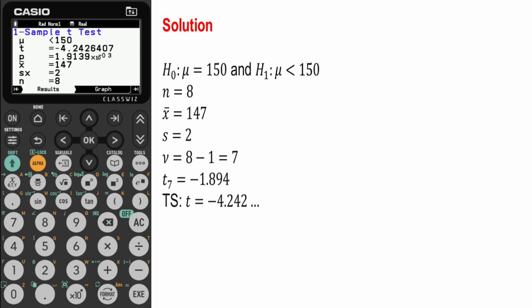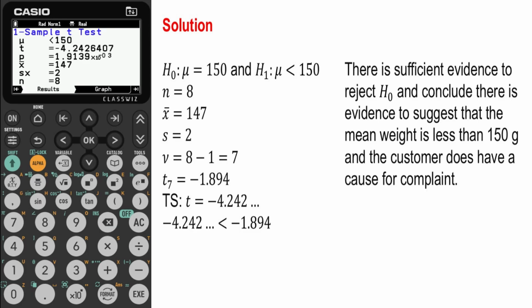4.242, etc. Let's now compare the negative 4.242, etc. with the negative 1.894. We see that negative 4.242, etc. is less than negative 1.894. Therefore, there is sufficient evidence to reject H0 and conclude there is evidence to suggest that the mean weight is less than 150 grams and the customer does not have a cause for complaint.